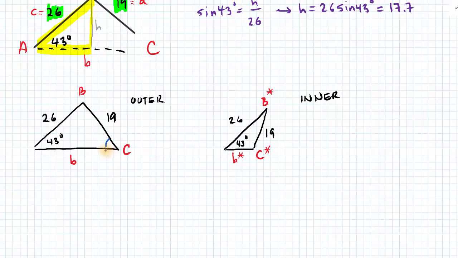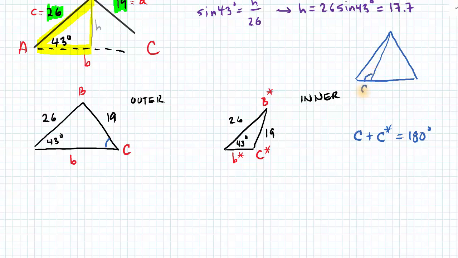But what we should notice is that C plus C star will be 180 degrees. Those are supplementary angles. So that's how we're going to move from the outer triangle to the inner triangle. And that is visible to you. That's an obvious statement if I draw the outer triangle and the inner triangle in the same picture, so that this angle right here is angle C, this angle is angle C star.